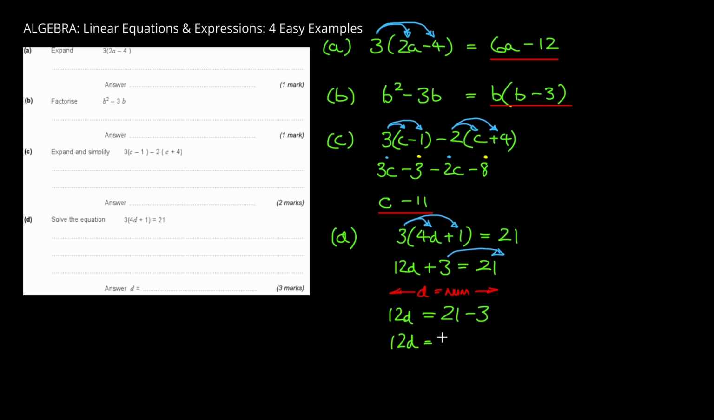12d is equal to 21 minus 3, which is 18. 12 and 18 are both in the 6 times table, so we can take a factor of 6 away. We can divide through by 6 effectively. 12 divided by 6 is 2d, is equal to 18 divided by 6, 3. Therefore, d is equal to 3 divided by 2. And that is your answer.